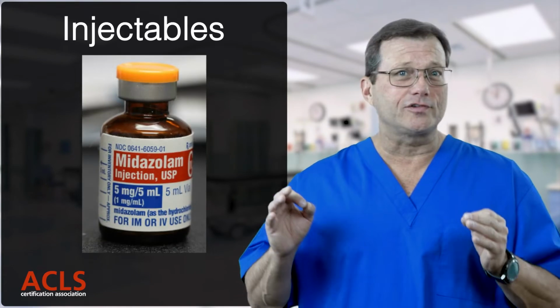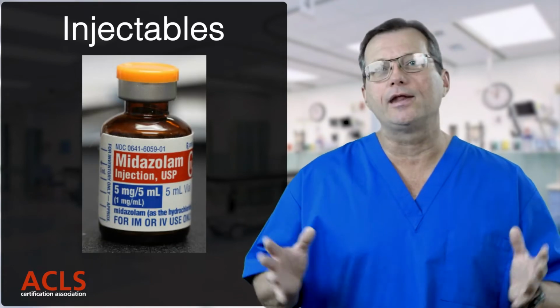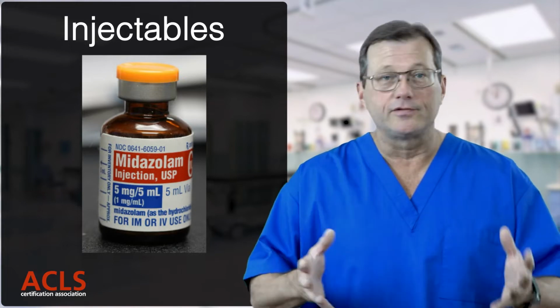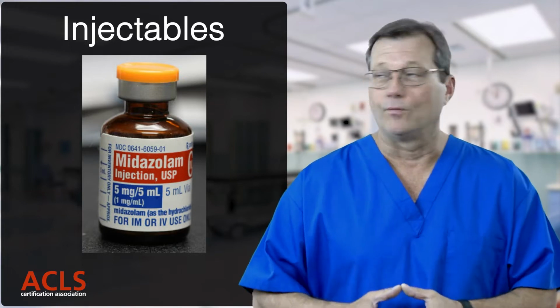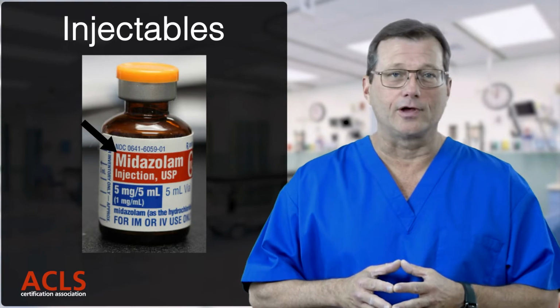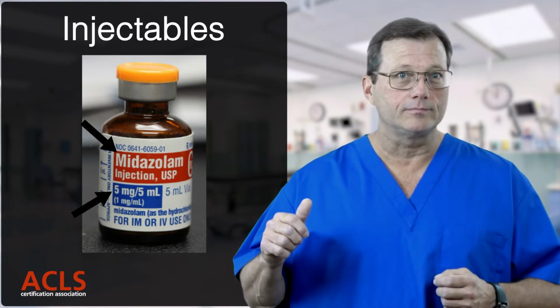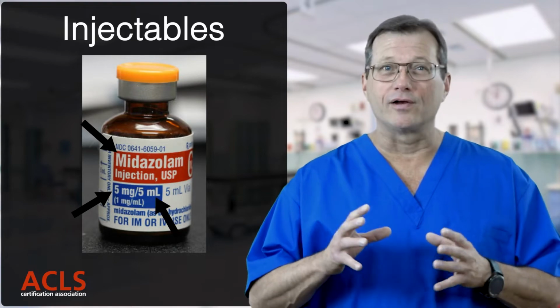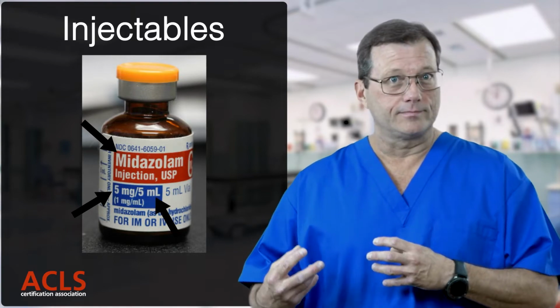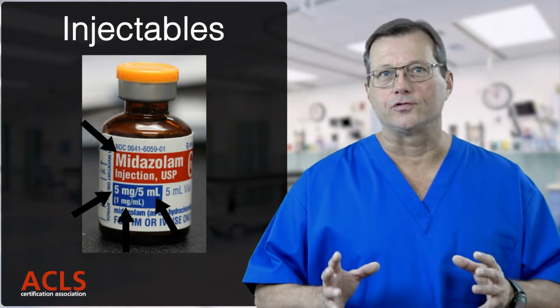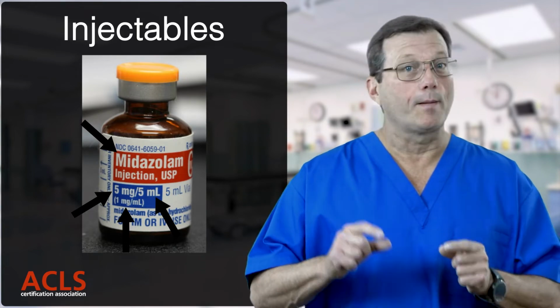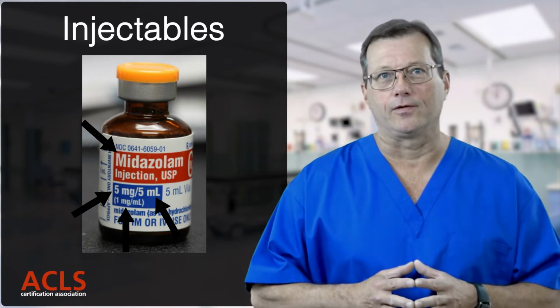Now first, let's look at the container and see what kind of information we're provided to help with our calculations. Well, we have the name of the drug. That's helpful. We have the total amount of drug in the container, the total amount of fluid in the container, then we have the concentration, and that's the amount of drug per mLs in that container.